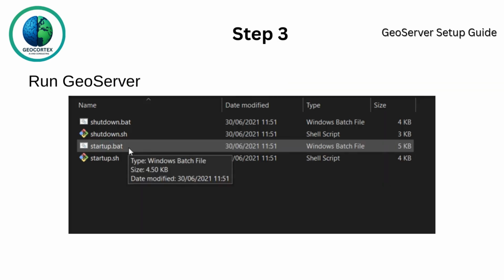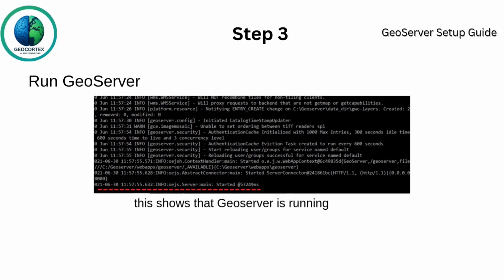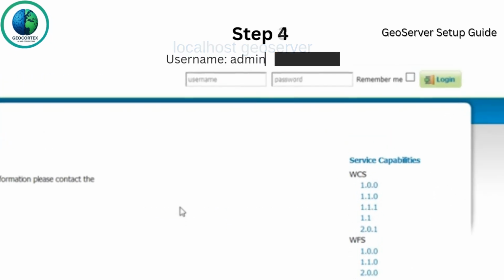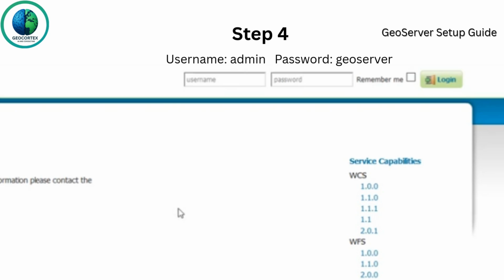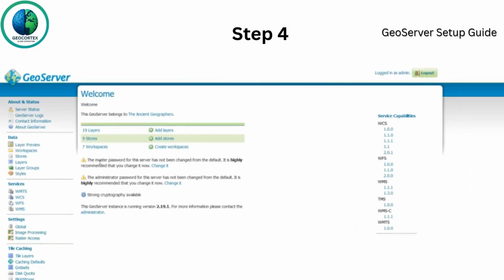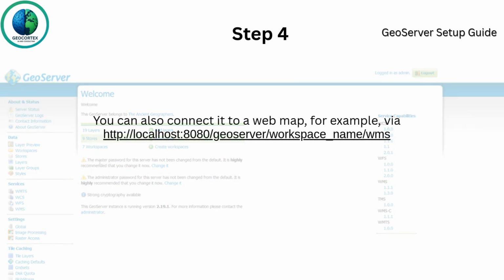Step 3. Run GeoServer, either automatically from the installer or manually with startup.bat. Once it's running, open your browser at localhost:8080/geoserver. Default username: admin, password: geoserver. From here, you can publish your first dataset, whether it's from PostGIS, a Shapefile, or a GeoTIFF. Then connect it to your web map using a simple WMS URL, like the one shown on screen.